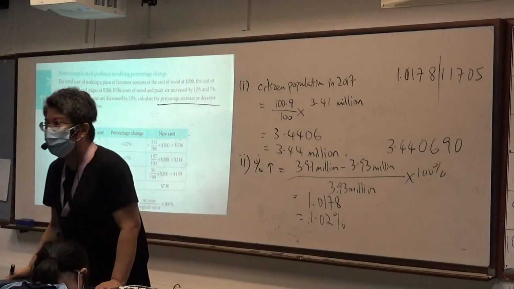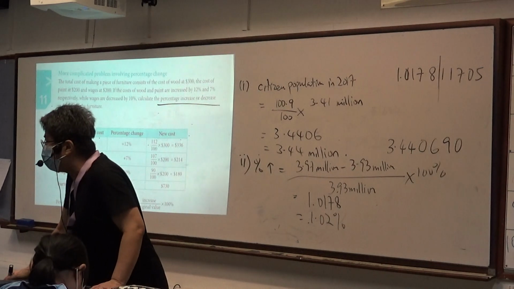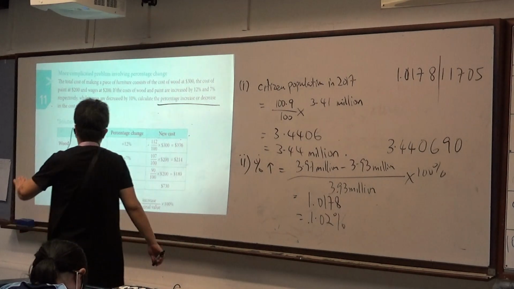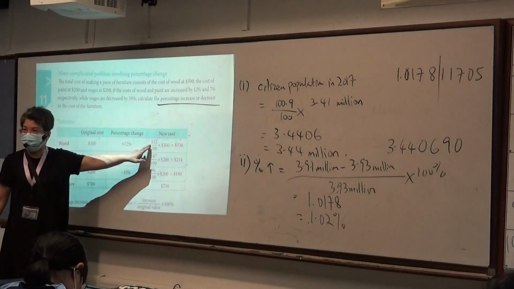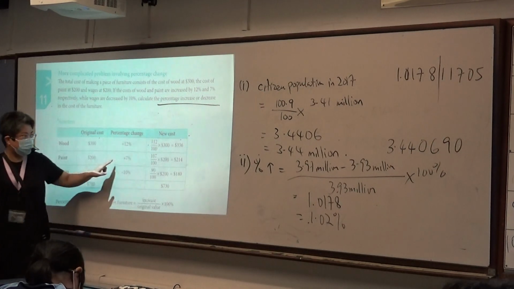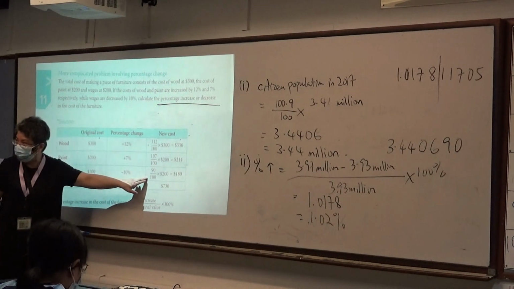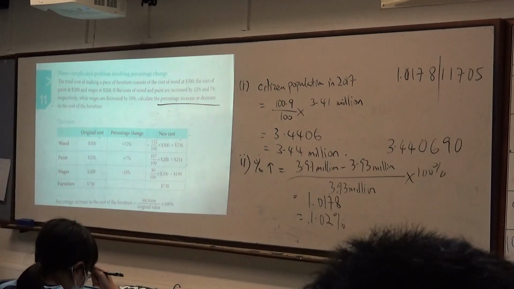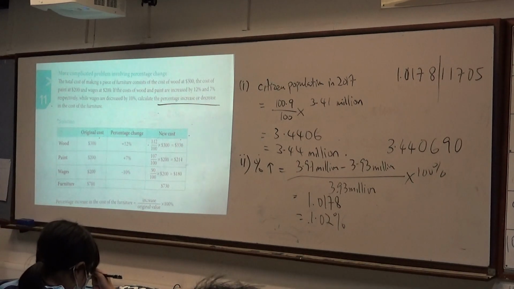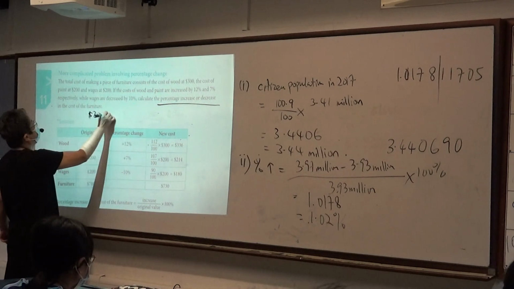Percentage increase or decrease? Did they tell me it's an increase or decrease? No, you're supposed to find out. Okay, now I want to tell you something. Wood increase 12, so it's 112, right? Correct. Increase 7, 107. Decrease 10, so it's 90, correct? So I will have this amount, 730.